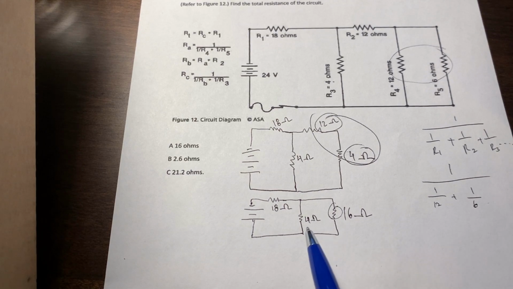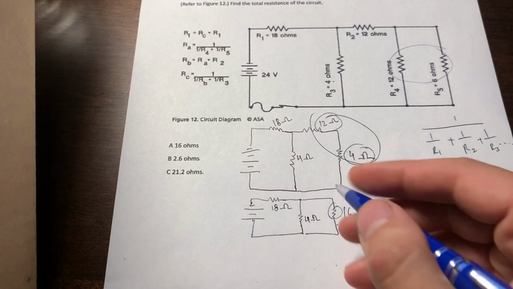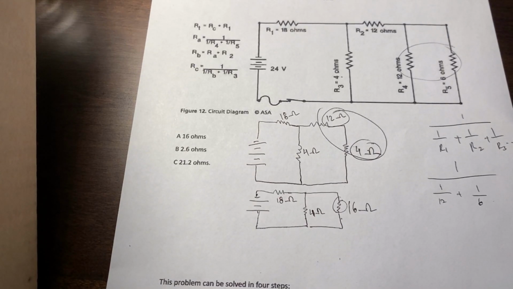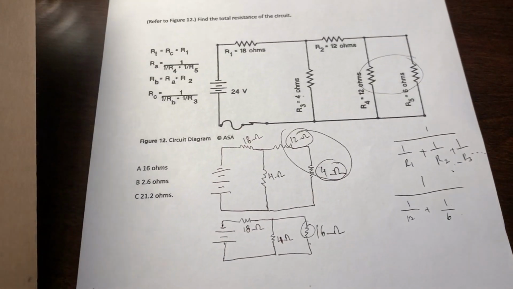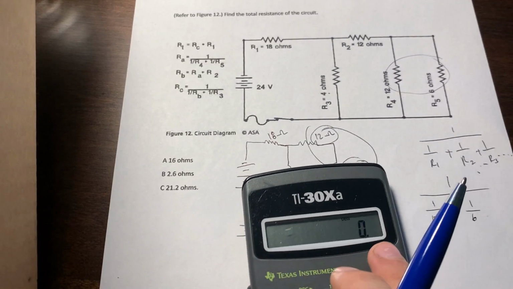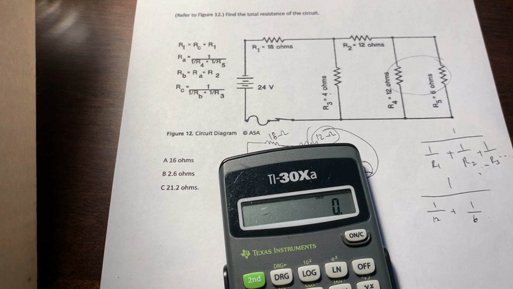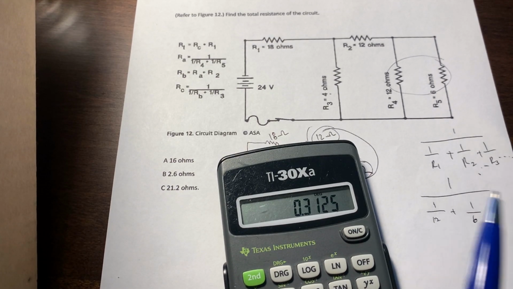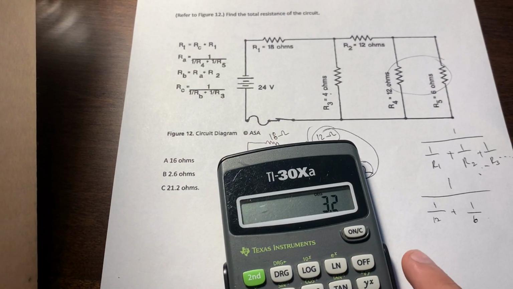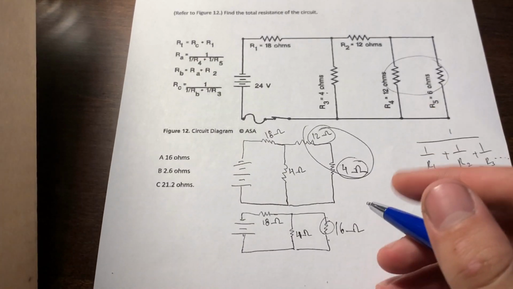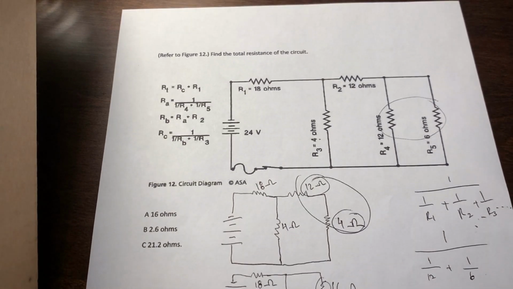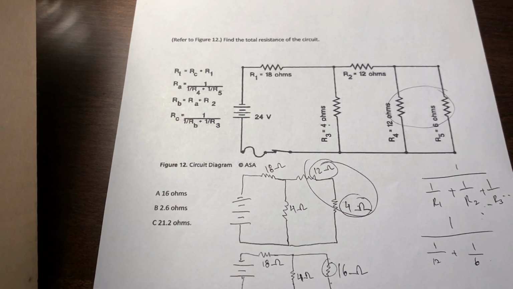So now, again, we have two parallels, 4 ohms and 16 ohms. We could do the same formula. So we had 4 and 16: 1 over 4 plus 1 over 16, and 1 over that is 3.2 ohms. So 3.2 ohms. Let's redraw it.